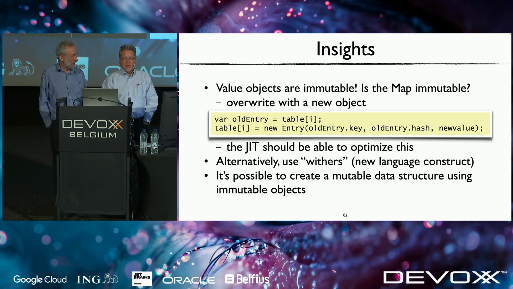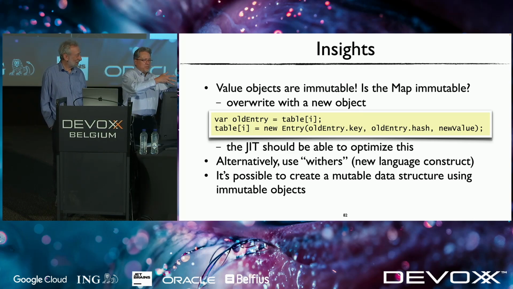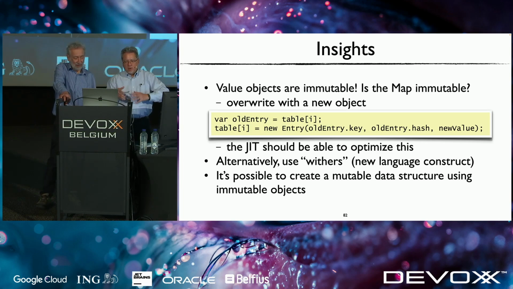But sometimes we like to mutate our maps. So can you build a mutable map out of immutable objects? And the answer is yes. And so what you could do, suppose you have a table into which you've flattened these value objects, and you want to change the value of it.